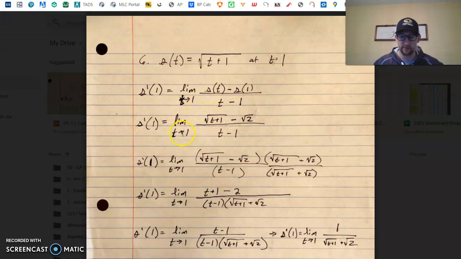This is my derivative at the moment. If I plug in 1 to find the limit, 1 plus 1 is 2. The square root of 2 minus the square root of 2 is 0. Neat. Divided by, 1 minus 1 is also 0. Shoot. So 0 divided by 0 doesn't exist. I got to do some algebra work.